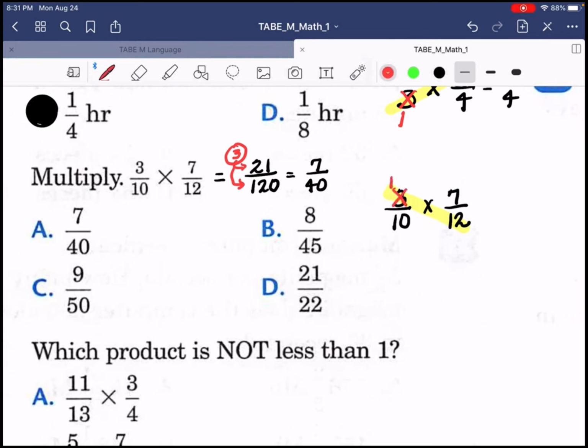3 into 3 is 1. 3 into 12 is 4. 1 times 7 is 7. 4 times 10 is 40. The answer is A, 7/40.